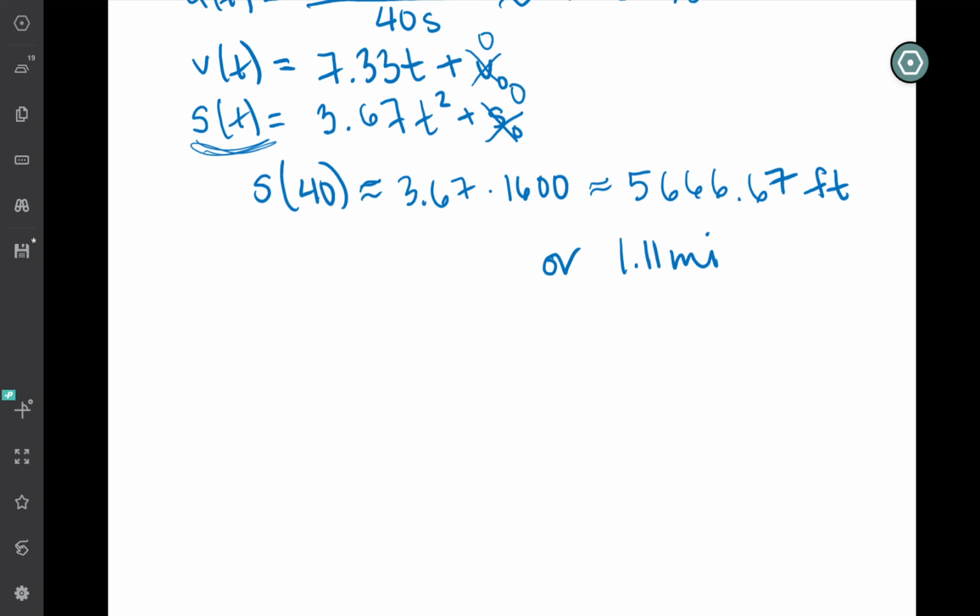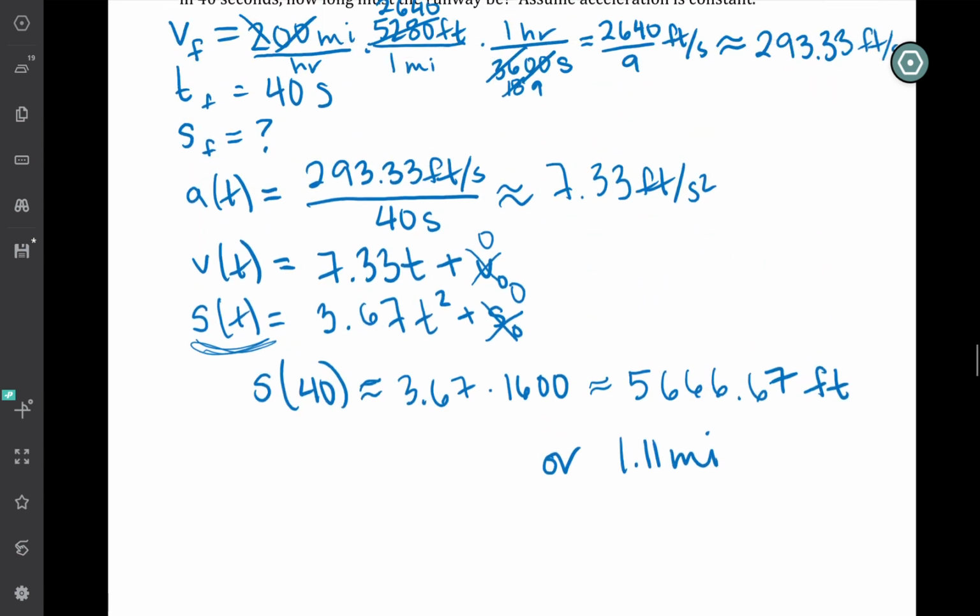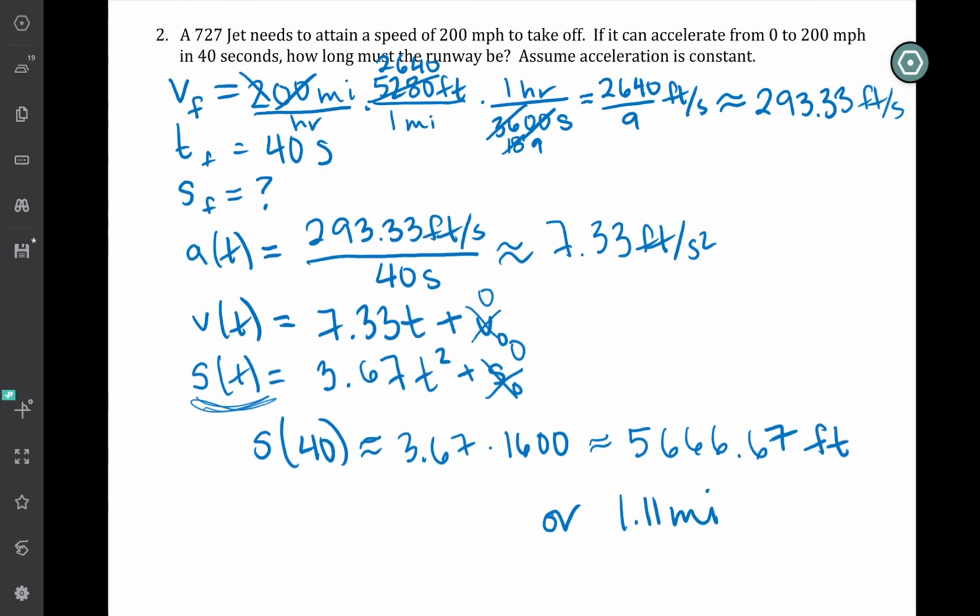Okay, I'm trying to think if there's any wrap-up stuff I want to say here. No, I just think it's really good to do some of this labeling up front and make sure that you're aware of what's an initial and a final velocity or something in between.